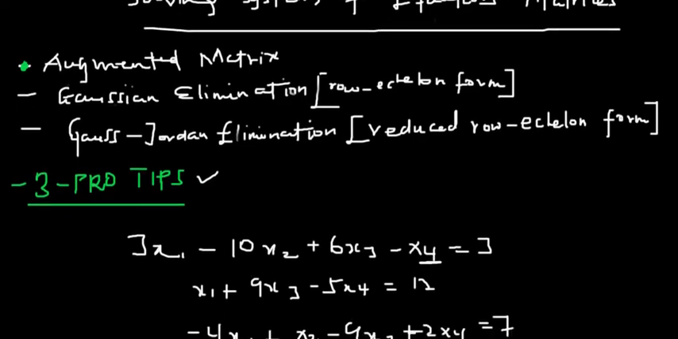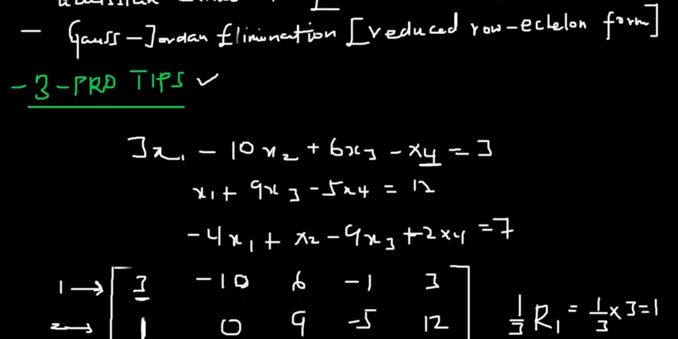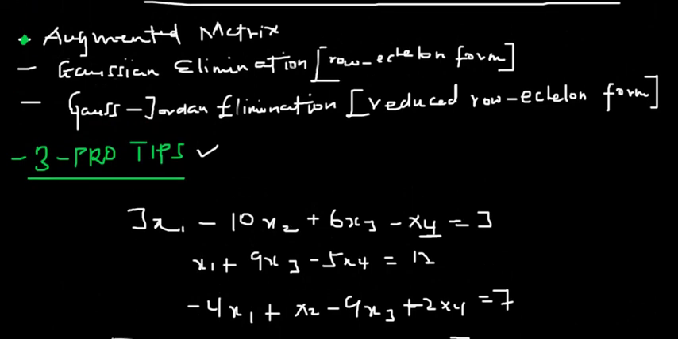Now let's look at the augmented matrix. Let's look at how we write an augmented matrix, in case you've been given a system in this form. Let's say we have 3x1 minus 10x2 plus 6x3 minus x4 equals 3, and then we have the second row and then the third row.